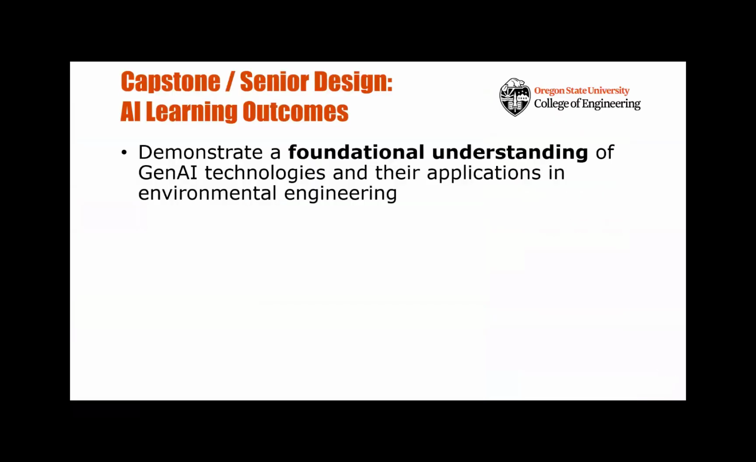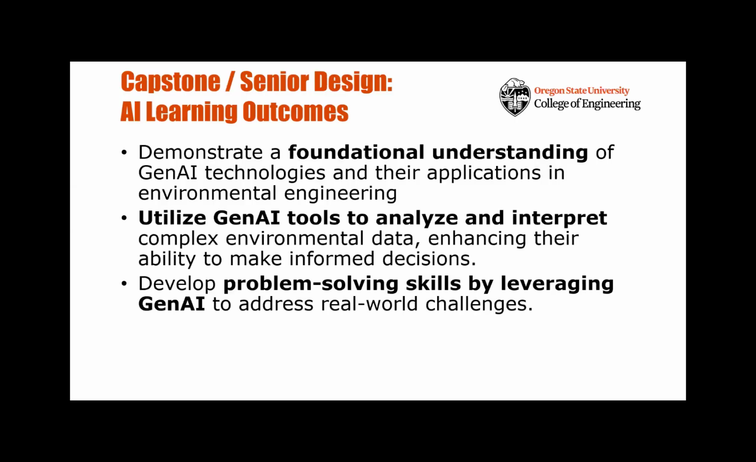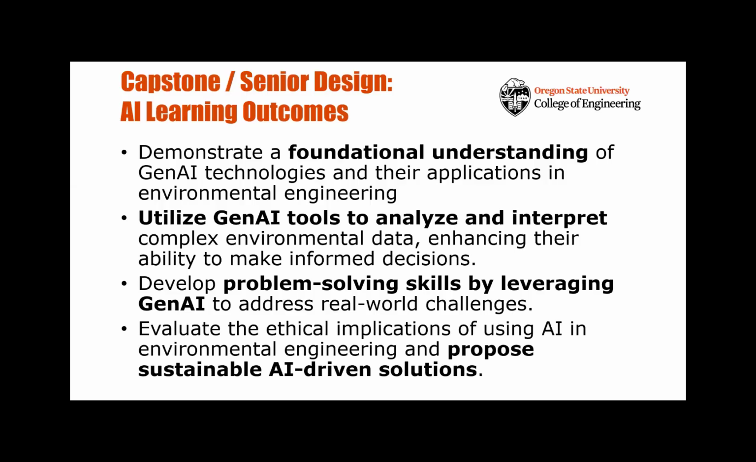And so with that, here are just some example learning outcomes that you could incorporate into a capstone or senior design. It could be as simple as understanding what is Gen AI and its potential applications, to actually using Gen AI to analyze and interpret data, or as a problem-solving tool itself. You could even go so far as to discuss the ethical implications of AI. We usually talk about it in terms of academic integrity, but there are a lot of other ethical considerations as you think of it in industry that could be considered.